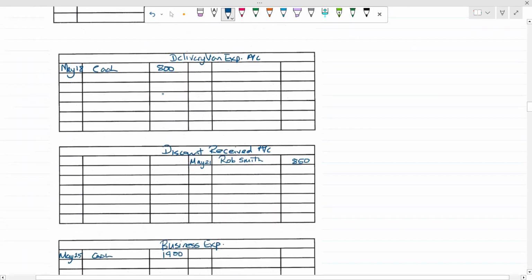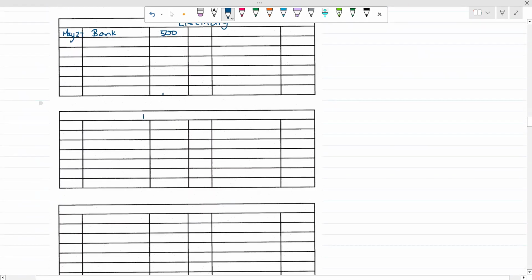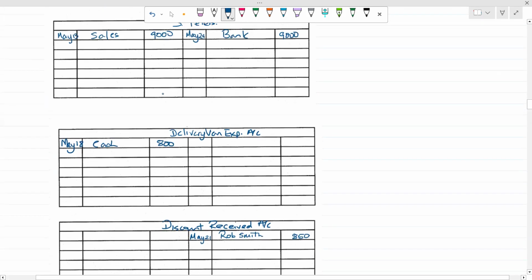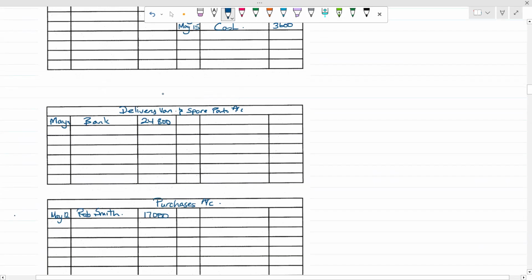Good. Now I need to create another account called disposal spare parts. Before I could use this, I need to transfer the spare parts from our asset account across. So I'm gonna credit this because I'm decreasing it. And we'll put here disposal spare parts.